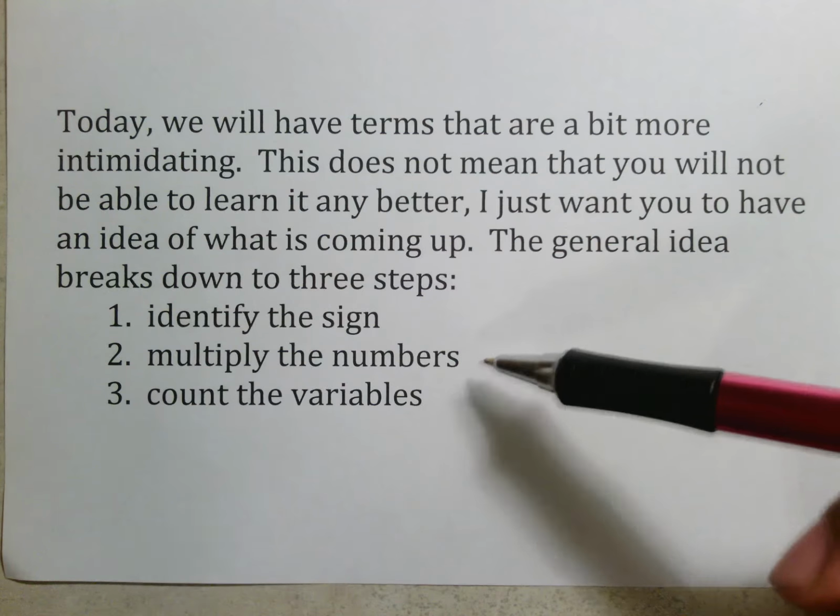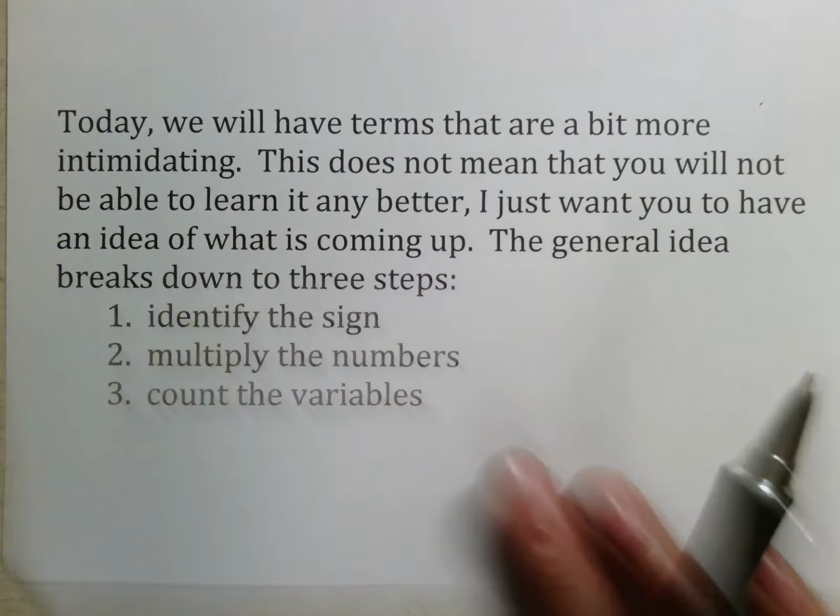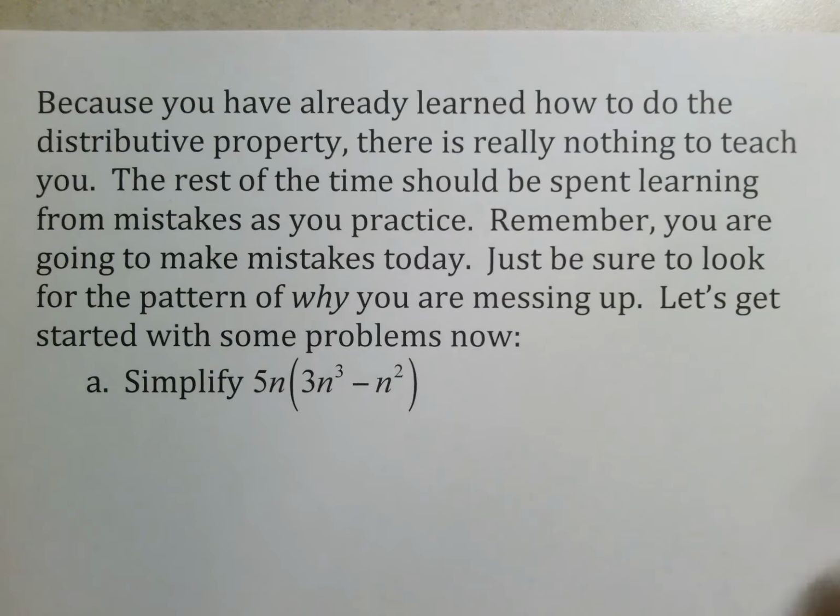Second, you multiply the actual numbers. And third, what we're going to do is count the variables. So they're really not tough steps. It's just something where you have to practice it enough that it becomes natural for you to do. Because you've already learned how to do the distributive property, there really is nothing for me to teach you. So we're going to spend the rest of the time learning from mistakes as you practice.